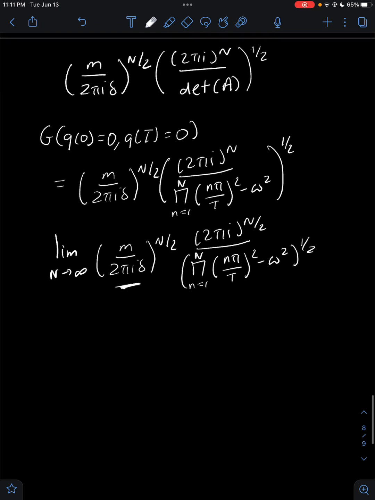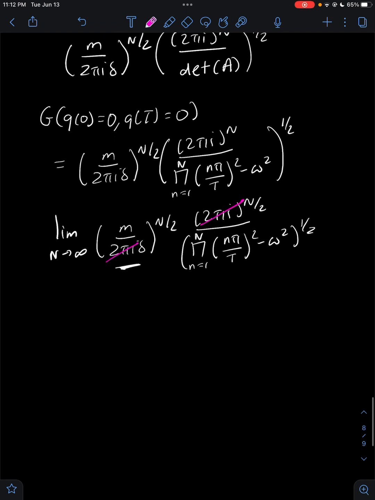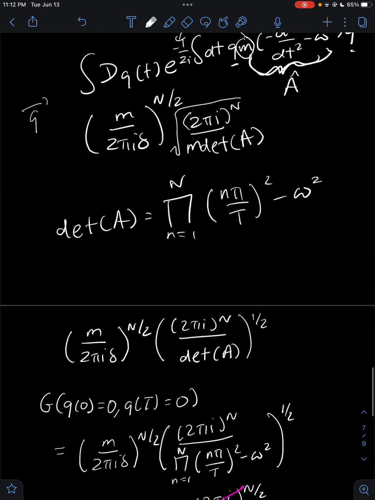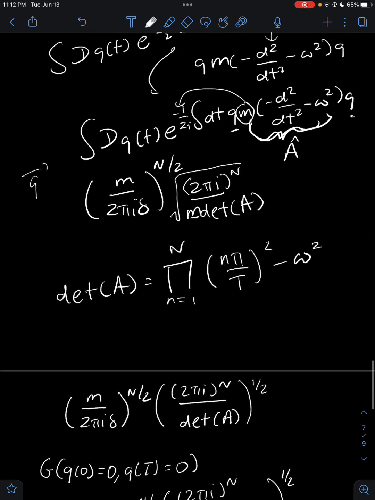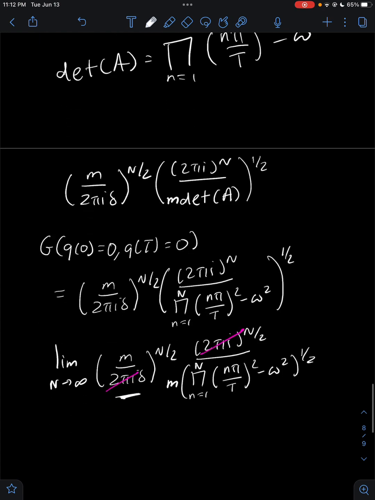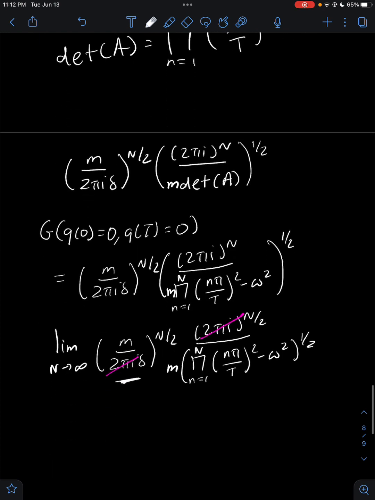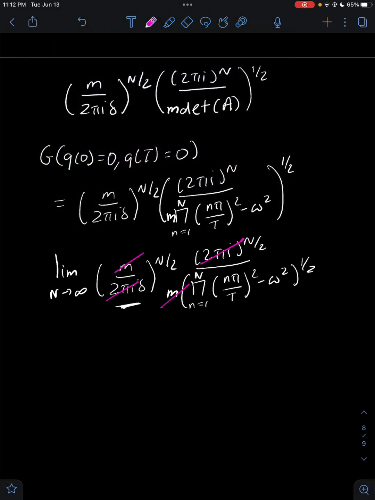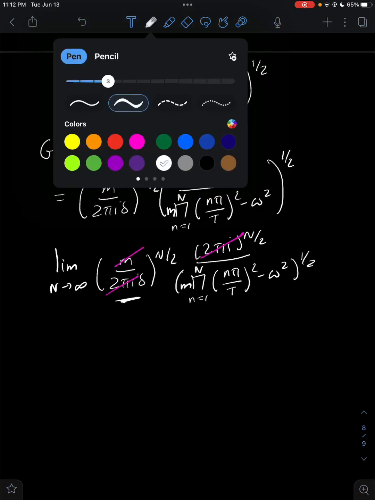And this 2 pi i will cancel out with this 2 pi i, since they're both to the n over 2. Then this m over here will cancel out with the m that should technically be over here. Remember that we did say that there was an m over here. So there should be an m over here, and therefore that m will cancel out with that m as well under this same square root.